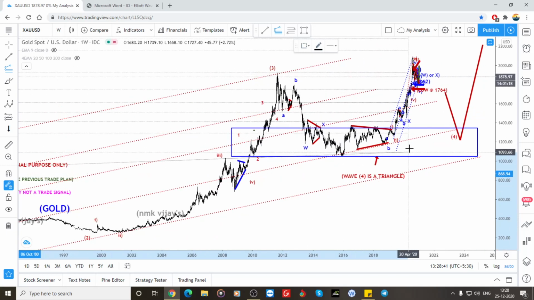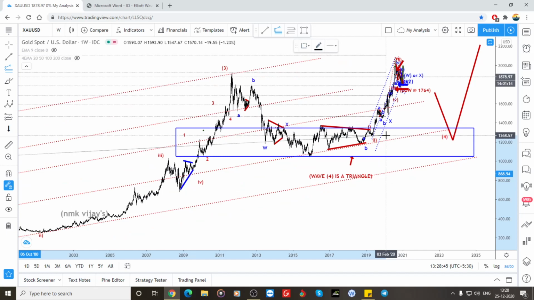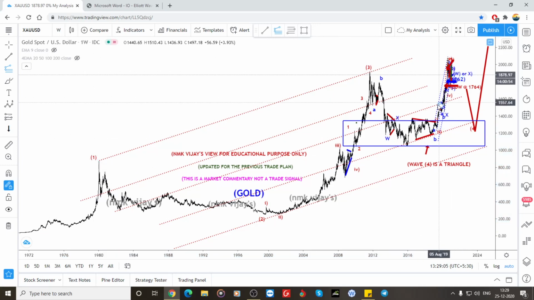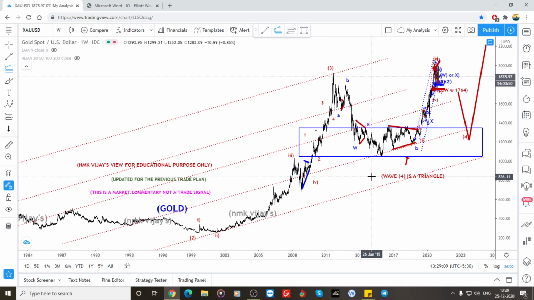In that case we have to keep this at wave 4, which is a triangle, so I just kept this here exactly within this 78.6 level, and it got rejected. The high made is 2083, so within that it got rejected. So wave 1 equal to wave 5, that is the target, and I have already shown it in my weekly analysis also.